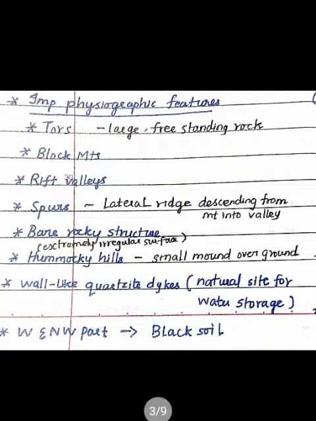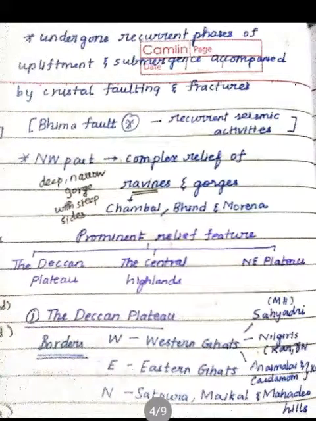In the north and northwest part of this Peninsular Plateau, black soil is very prominent. There is a huge presence, and this plateau has undergone recurrent phases of upliftment and submergence. Because of this, faults and fractures have occurred. The Bhima fault needs special mention because of its recurrent seismic activities.